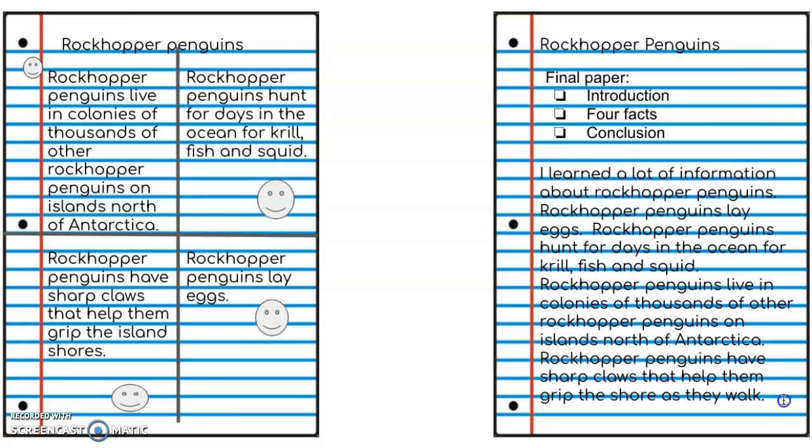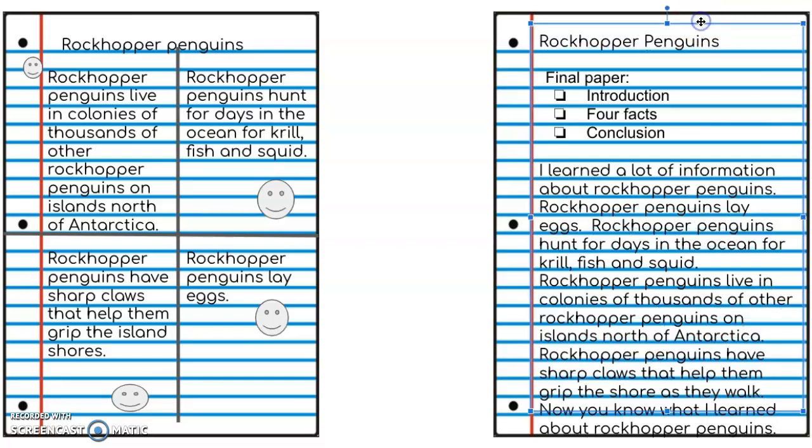And this, again, I have to make sure that I leave my opinion out of this. So I can't say, now you know how cool rockhopper penguins are. I can't do that because somebody else might not think they're very cool. So again, this is a time where I might say, now you know what I learned about rockhopper penguins. Okay, because then I'm not telling anyone how cool they are. I'm kind of leaving that judgment up to them.